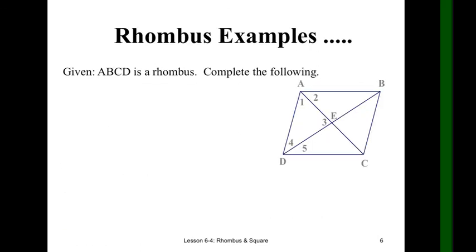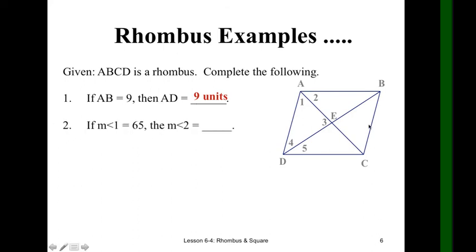Rhombus examples. ABCD is a rhombus. Complete the following. So we have angles 3, 1, 4, 5, and 2. If AB is 9, then what is AD? Since a rhombus has equal sides, therefore AD is equal to 9 units.